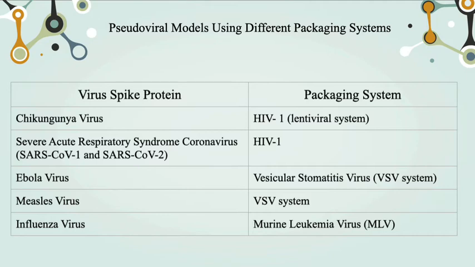The influenza virus uses the murine leukemia virus. This is commonly known as the retrovirus system. This is the most commonly used system to make pseudovirus. In this system, the MLV packaging codes the reporter genome and produces pseudoviruses.